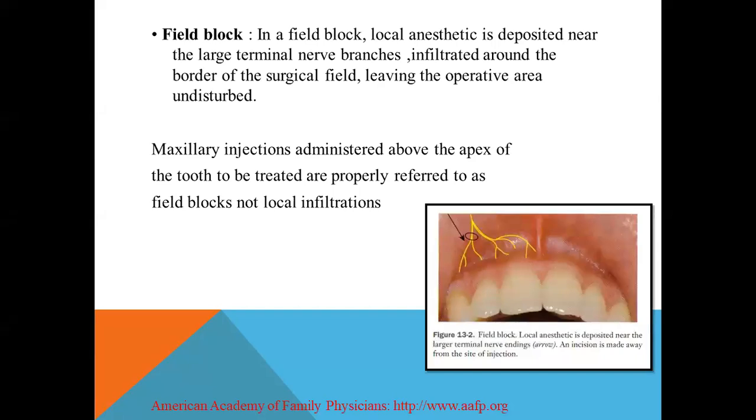Coming to the field block, in a field block, local anesthetic solution is deposited near the larger terminal nerve endings. So that is the difference between local infiltration and field block. The larger terminal nerve endings is the field block and the small terminal branches is the local infiltration. So it is infiltrated around the border of the surgical field, leaving the operative area undisturbed. Maxillary injections administered above the apex of the tooth to be treated are properly referred to as field block, not a local infiltration. Just note down these words.